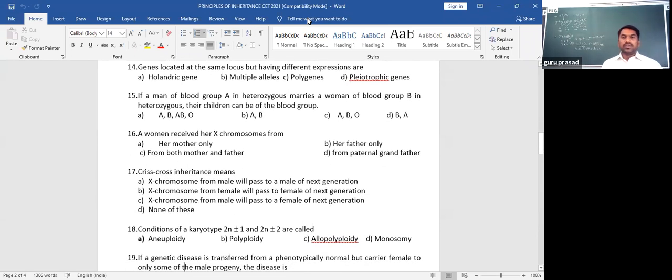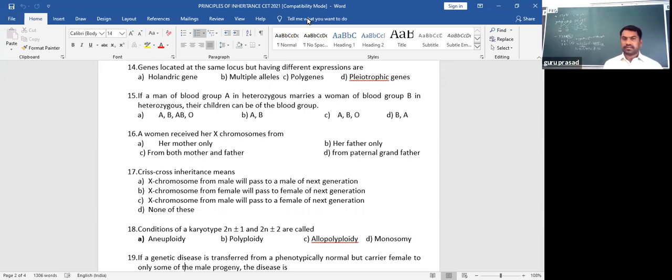Genes located at the same locus but having different expressions are? Genes located on the same locus but having different expressions are called pleiotropic genes. They are on the same locus but show many different effects or expressions. Polygenic genes are not on the same locus, they are on different loci. Multiple alleles, of course, are present on the same locus, but not for different expression. They give a simple expression, that is the particular blood group.